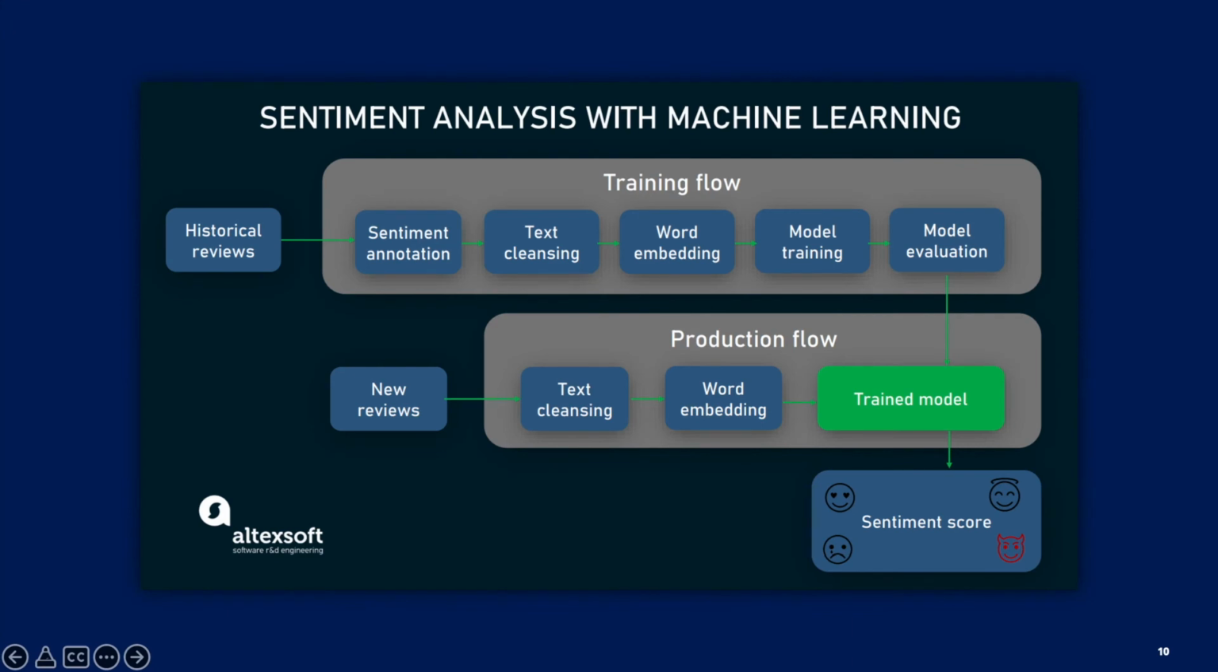This slide contains the flowchart of sentiment analysis with machine learning. There are two flowcharts. First is the training flow, next is the production flow. The training flow contains sentiment annotation, text cleansing, word embedding, model training, and model evaluation. Here you first put the text in, sentiment annotation occurs where the labeled data is present and the model connects the labeled data to the output, after which text cleansing occurs, word embedding occurs. In word embedding, the particular words that result in the particular sentiment are chosen and the model is trained. The accuracy of the model is found during model evaluation.